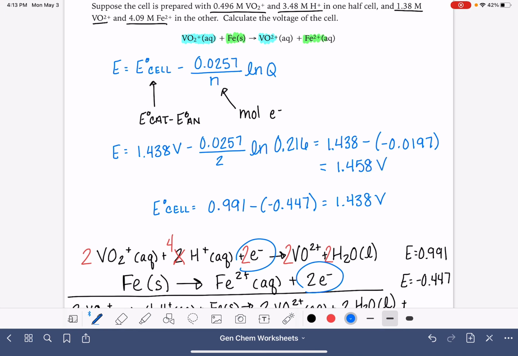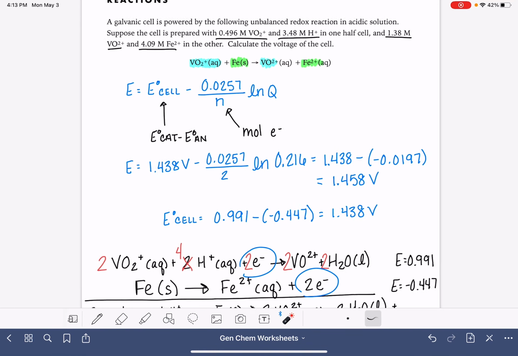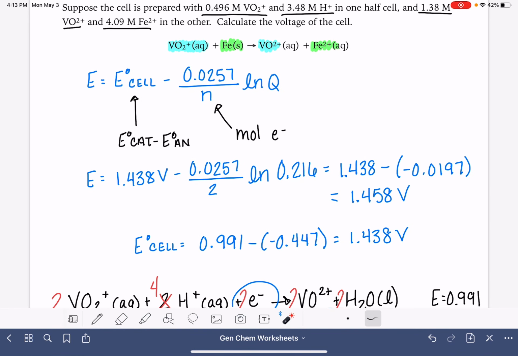Notice that it's not very far off from Ecell standard, and that's pretty normal. They're not going to be hugely different. So that's one of the ways that you can double check that you've done this correctly, which is a good idea to do because there are so many steps in this problem. There's a lot of places where it could go wrong.